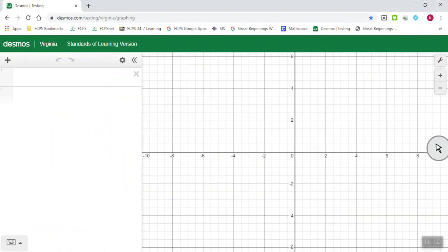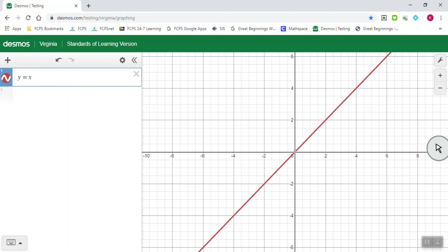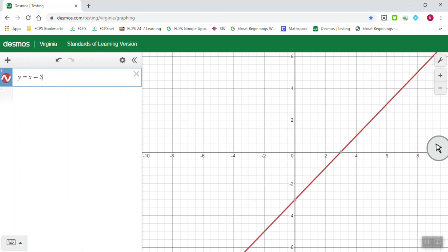And if you need a minute to get Desmos up, make sure you pause this video. I'm going to type each equation into Desmos. So y equals x minus 3 is the first one. And then y equals 1/2 x minus 6 is the second one.